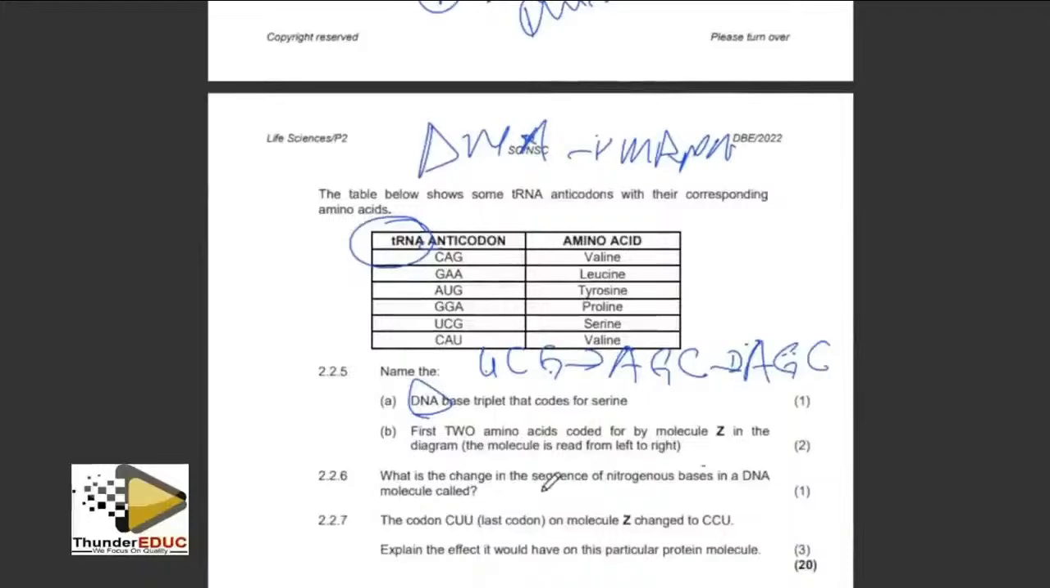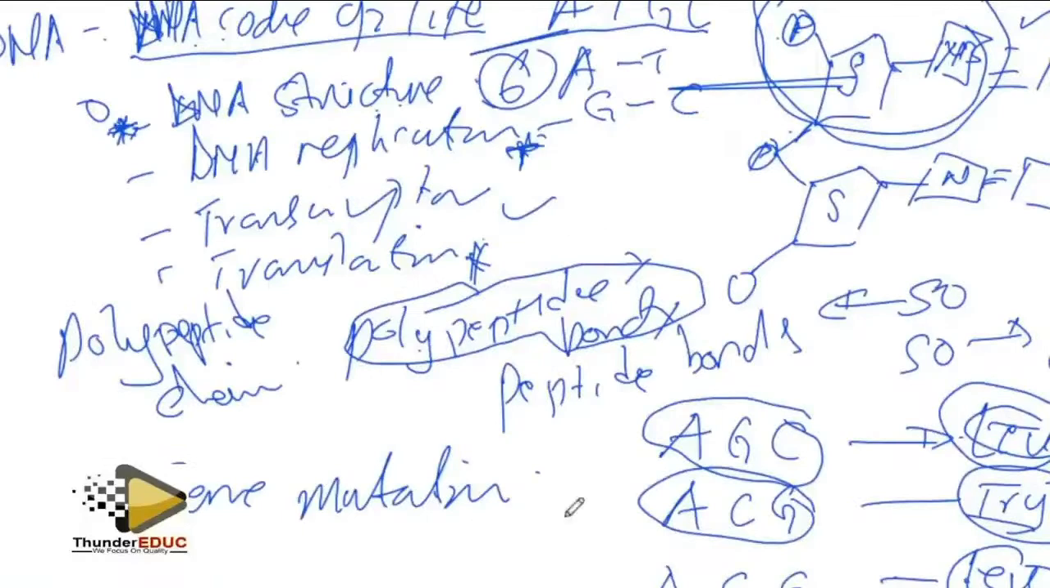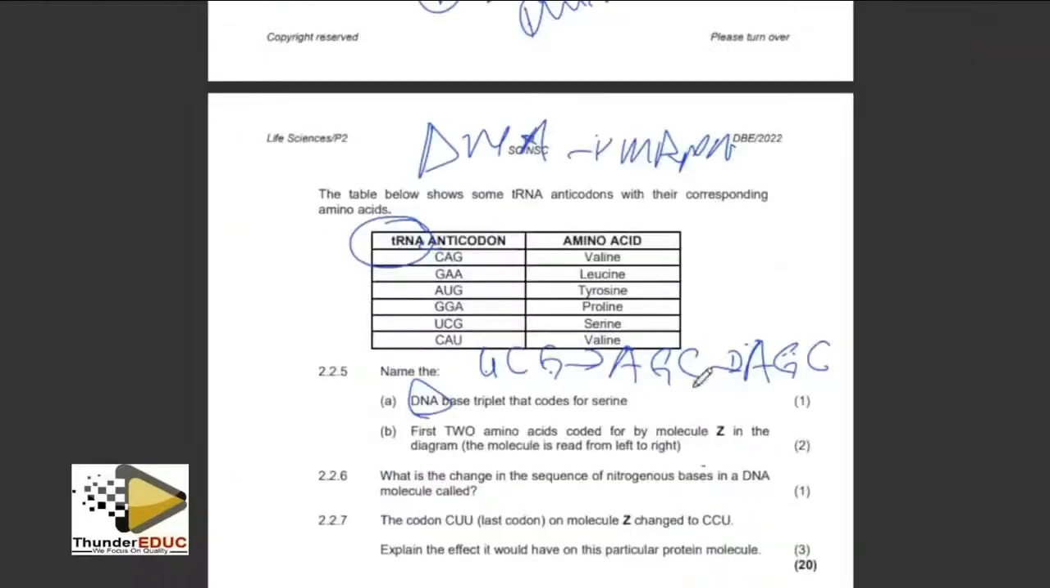What is the change in sequence of nitrogenous bases? I've talked about it here. Gene mutation is a sudden change in the sequence of DNA. So that's what you call a gene mutation, a change in the nitrogenous bases. When they change the sequence, automatically you're going to have a different protein structure if it codes for a different amino acid. So what is a change in a sequence of nitrogenous bases in the DNA code? Gene mutation, or mutation.